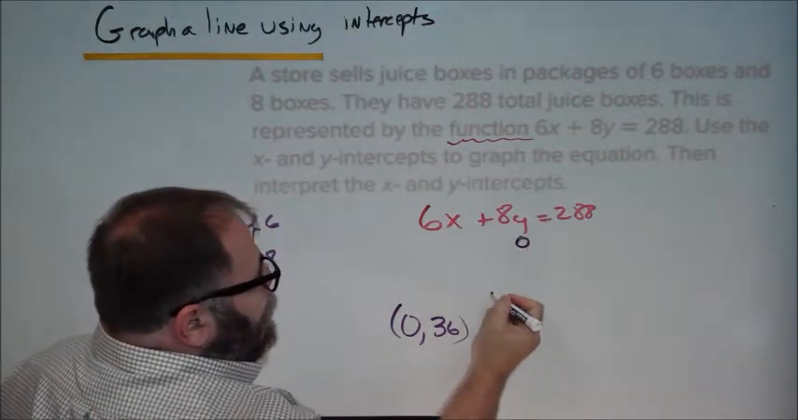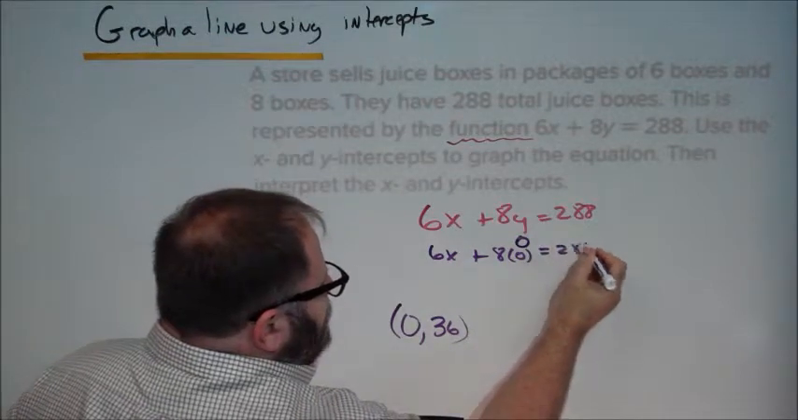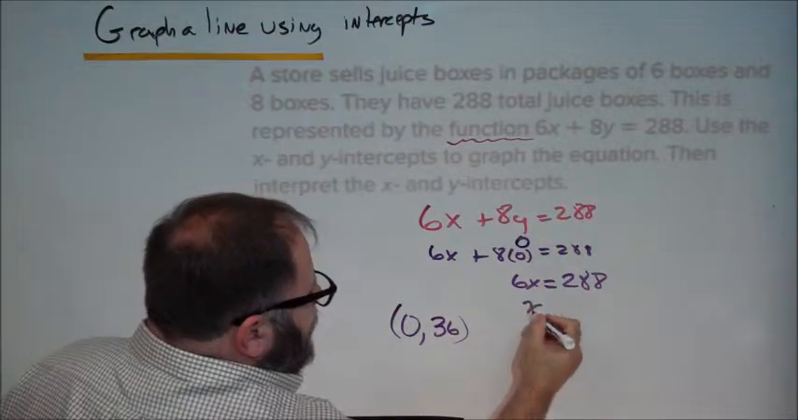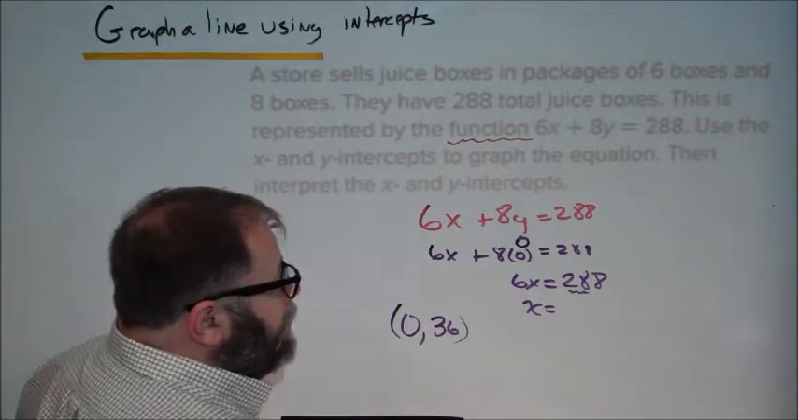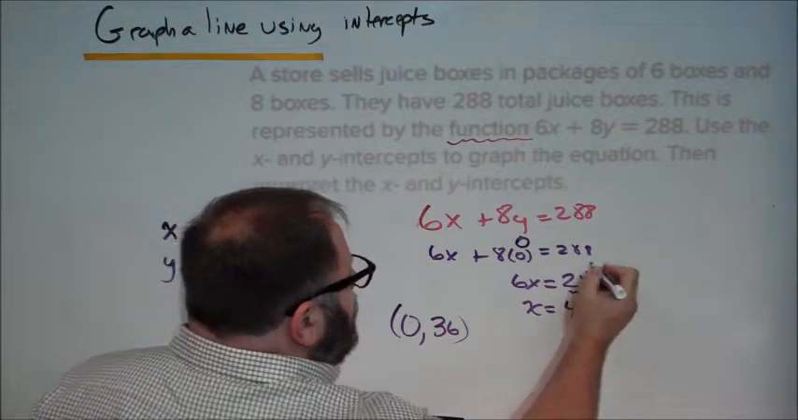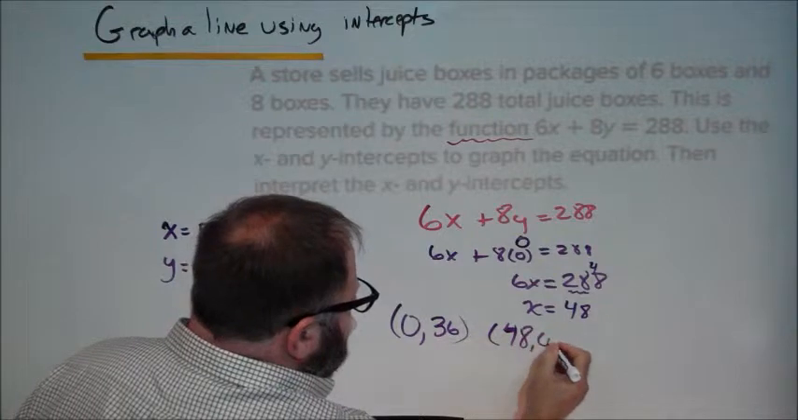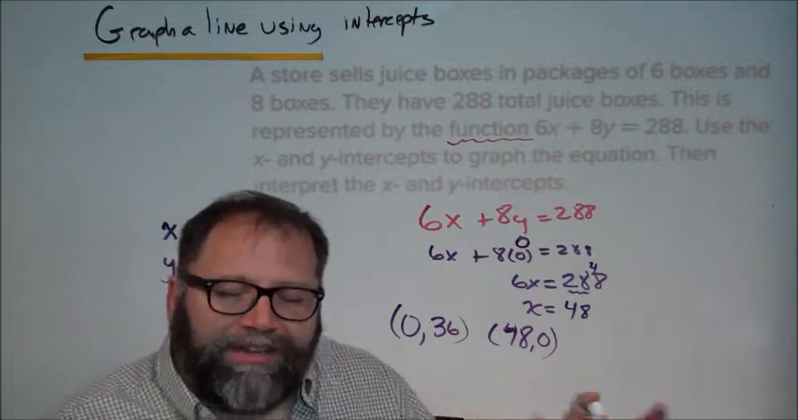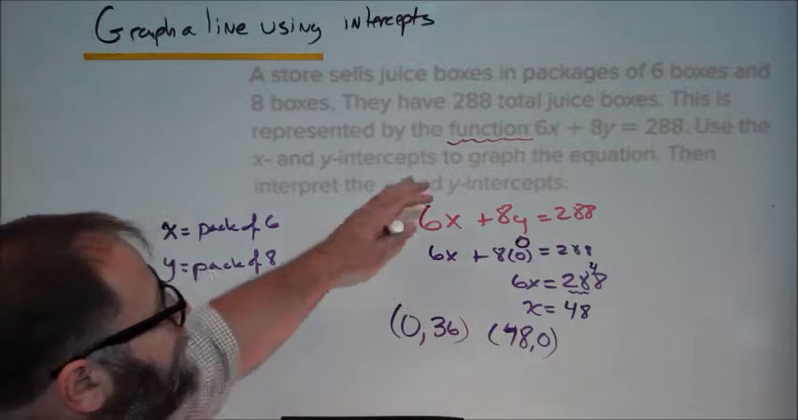So if I have 0 in for y, I've got 6x plus 8 times 0 equals 288. 6x equals 288. X equals, all right, how many 6's in 28? There's 4. And how many are remaining? 4. That works, 48. So then I've got the point 48, 0. Great job, I got the intercept. All right, so we know what the intercepts are, good. But what do these mean? Let's look back at the problem here.